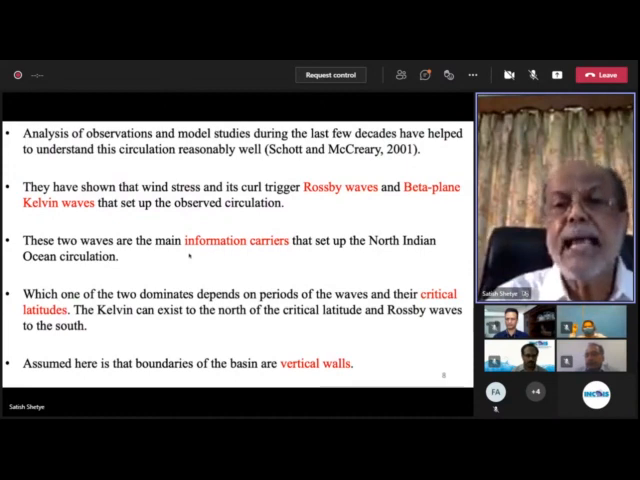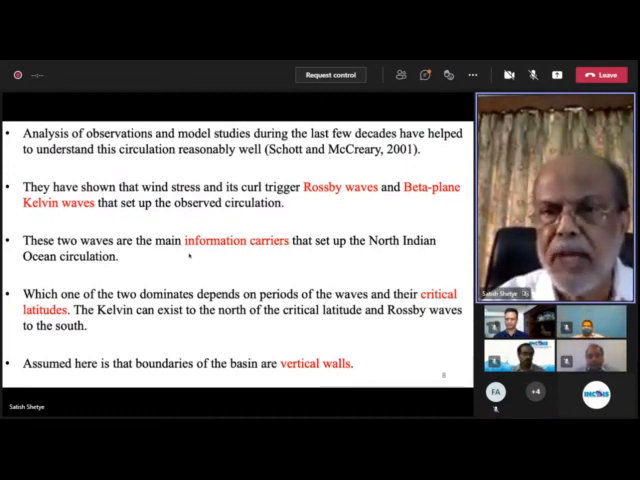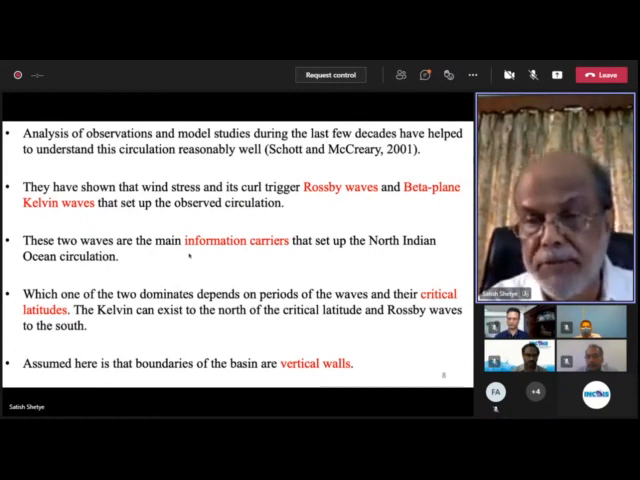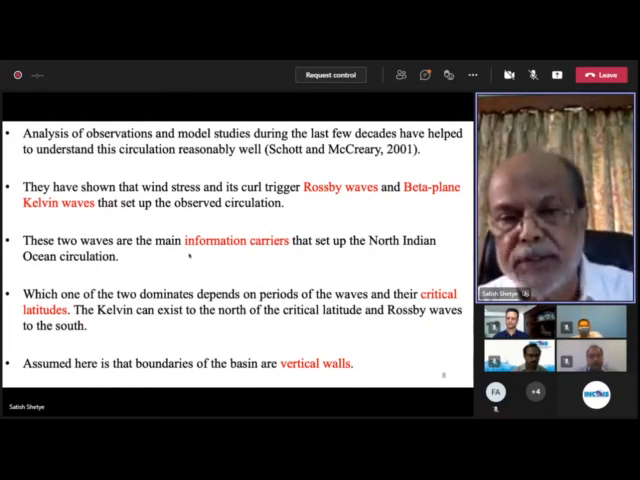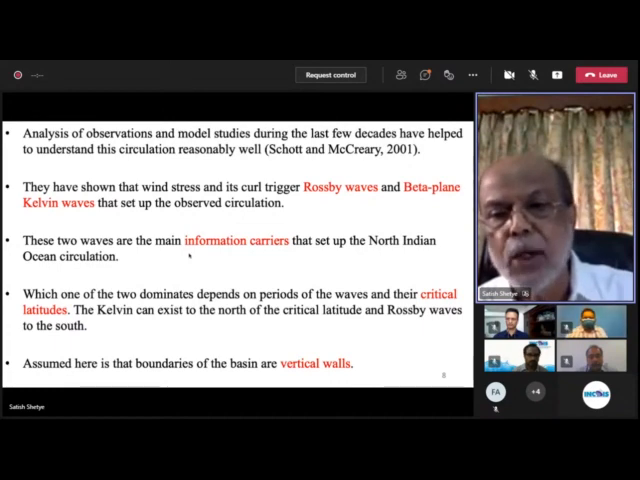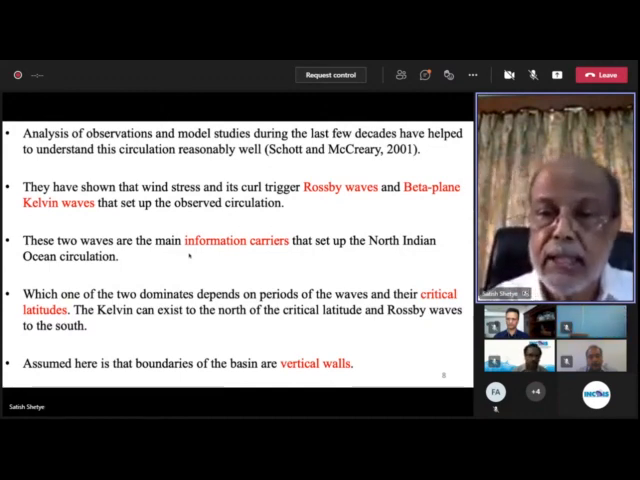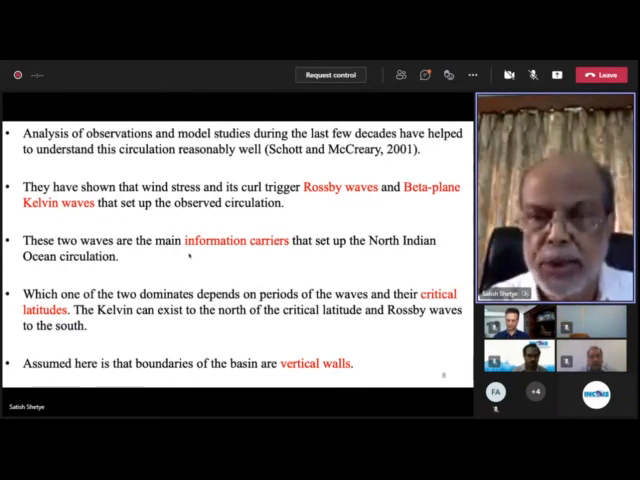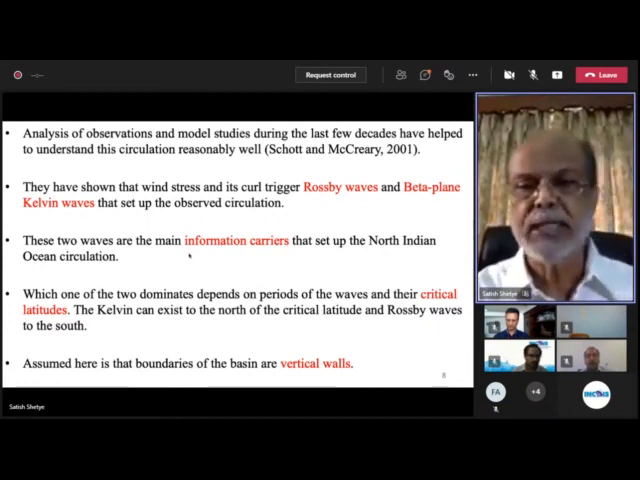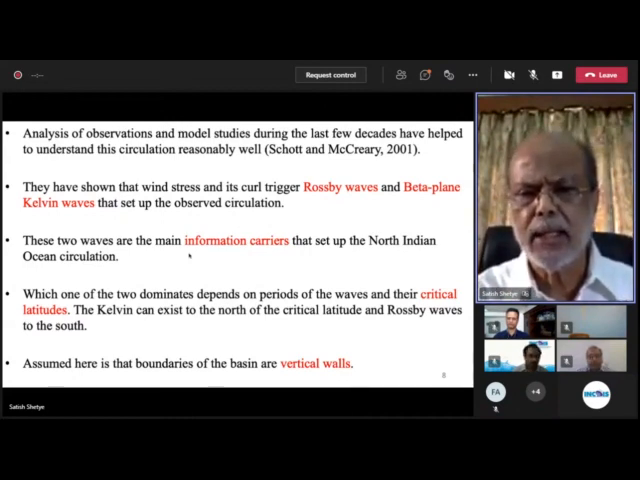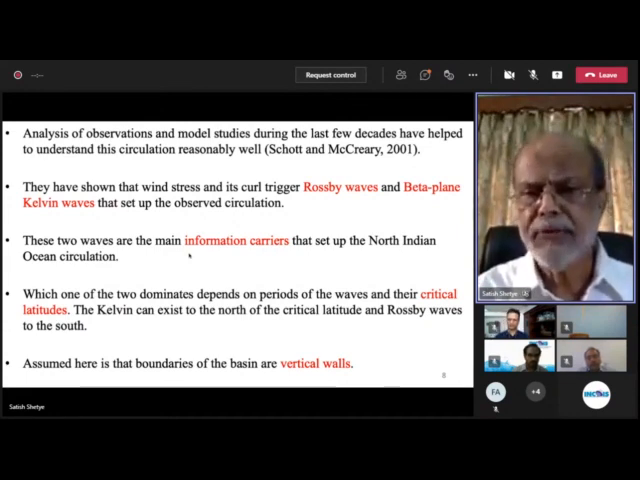The important thing to note here is that there are two main carriers of information in the open sea, the Rossby waves and the Kelvin waves. Which of the two dominates depends on the period of the wave. And for each period, there is a critical latitude. A Kelvin wave will exist only to the north of that latitude, whereas a Rossby wave will exist only to the south of that latitude. Now, when you look at the annual circulation, the critical latitude stays beyond the northern boundary of the North Indian Ocean, as a result of which most of the features that we see are associated with the Rossby waves, except in one or two cases when there is a zonal boundary where a Kelvin wave can exist.